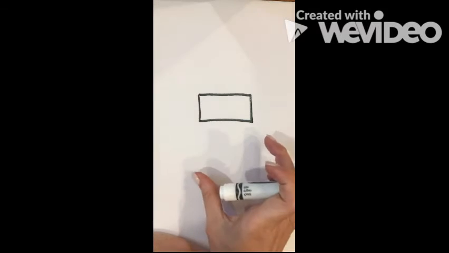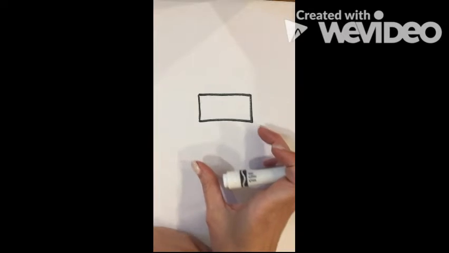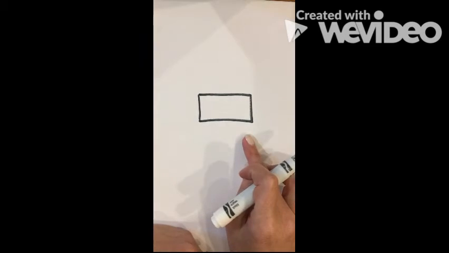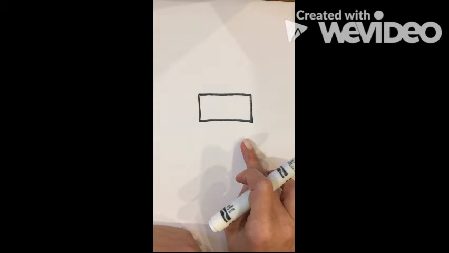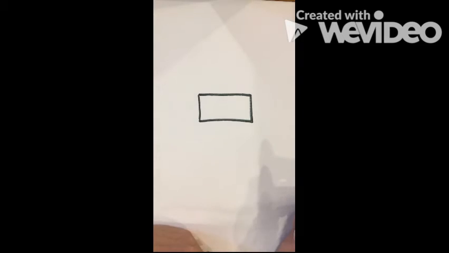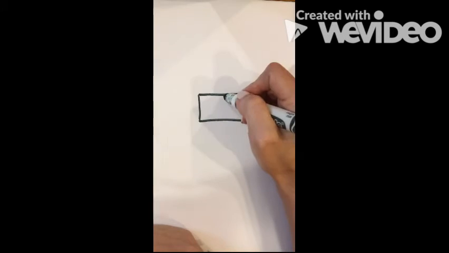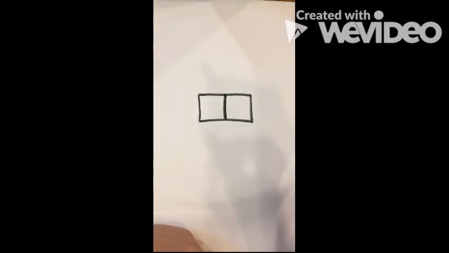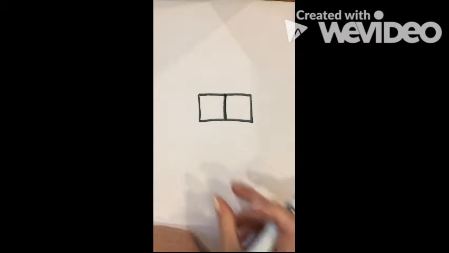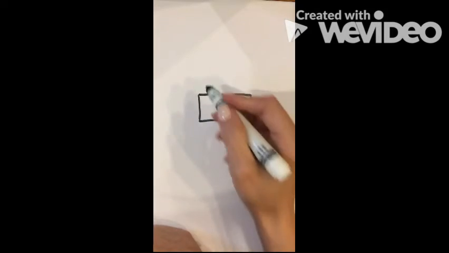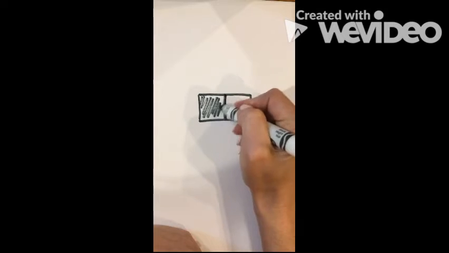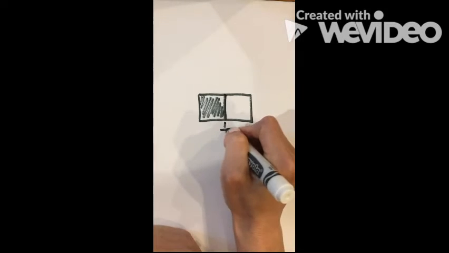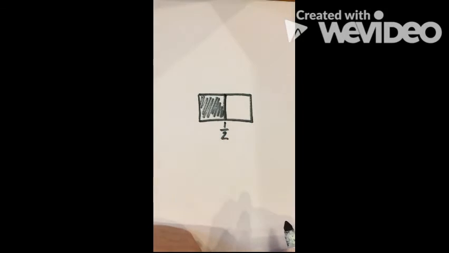All right, so I have my tape diagram drawn here, and I've drawn it to show my whole. So this tape diagram shows my whole. And I want to partition or divide this tape diagram in half. So I'm going to draw a line right down the middle. And when I do that, we get two equal pieces. So I'm going to shade in my half, and I'm going to label it on my tape diagram.